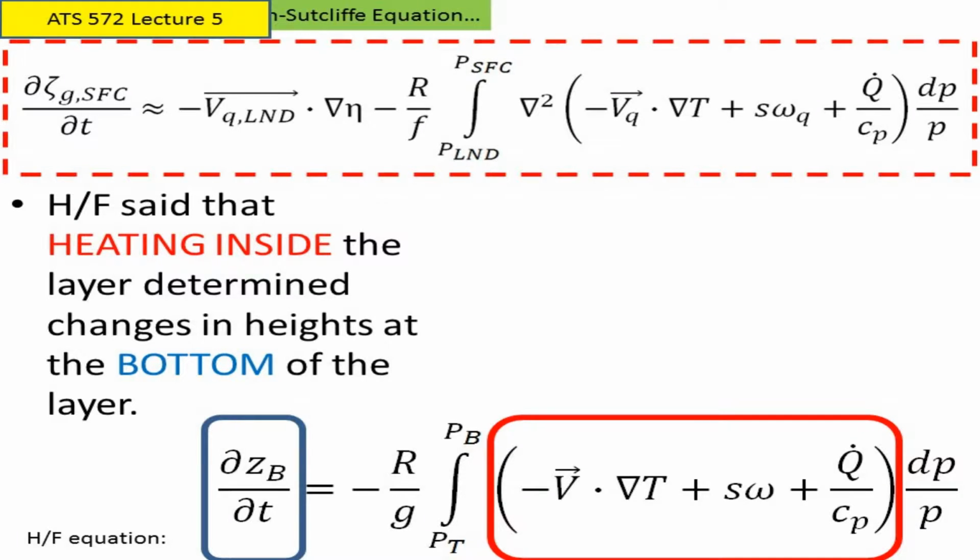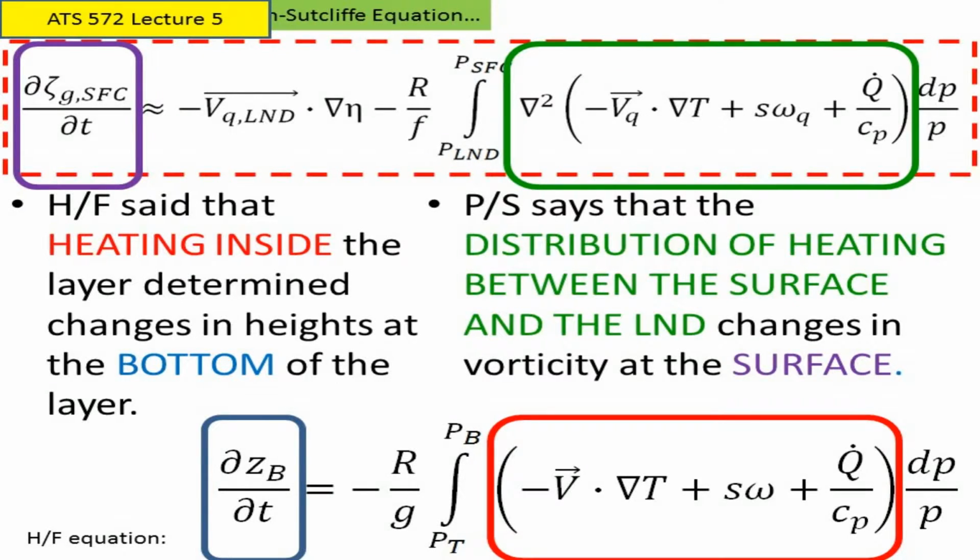Hirschberg-Fritsch said that it was heating inside of our layer between the pressure of the bottom and the pressure of the top of our layer, where the top pressure is basically the top of the atmosphere, or that lid. On the other hand, the Pedersen-Sutcliffe equation is saying that it's the distribution. See the Laplacian there? It's the Laplacian, or the distribution, of heating between the surface and the level of non-divergence that's changing vorticity at the surface. So they're actually important in two different ways here.